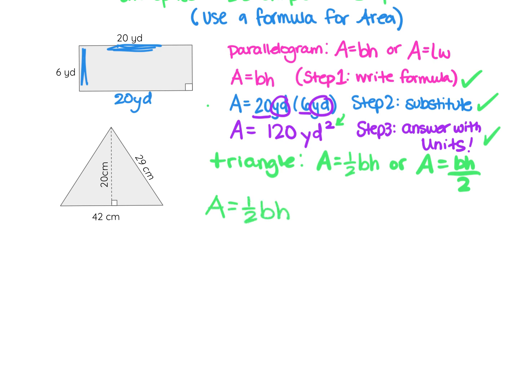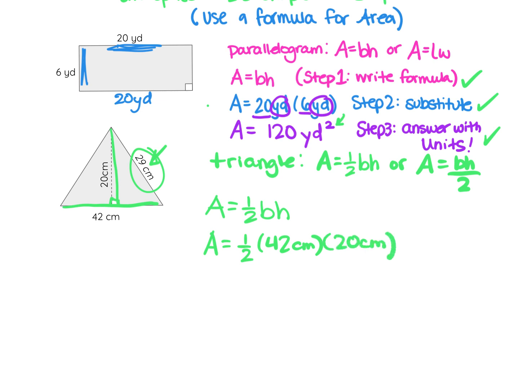Our second step is to substitute in what we know. Area equals 1/2, we already know that there. The base, be careful, the base is always perpendicular to the height of the shape. So this right here is not the base or the height. It's information that you don't need. So my base here is 42 centimeters. My height is 20 centimeters.